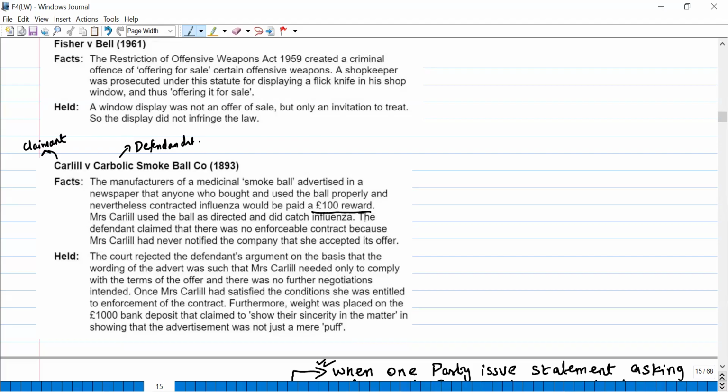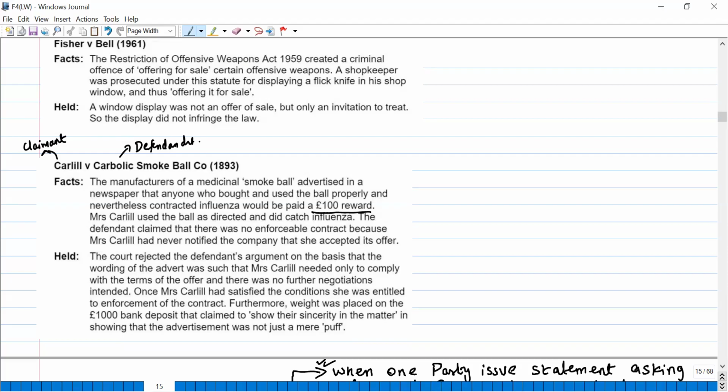But the defendant claimed that there was no enforceable contract because Mrs. Carlill had never notified the company that she accepted its offer. The medicine company, who were defending themselves, said that Mrs. Carlill claimed the reward, but she didn't notify us about the acceptance, and we were not aware of that.